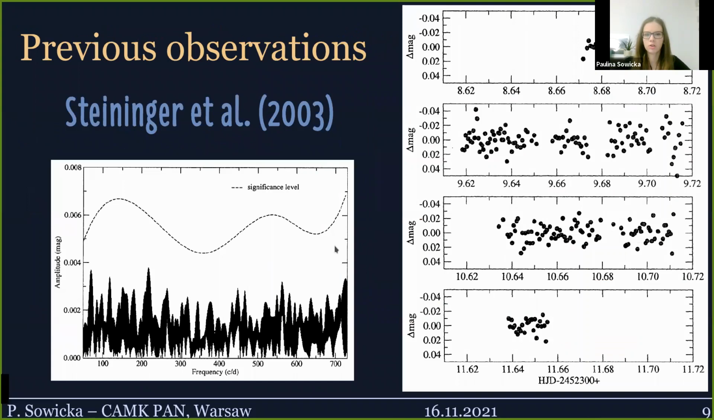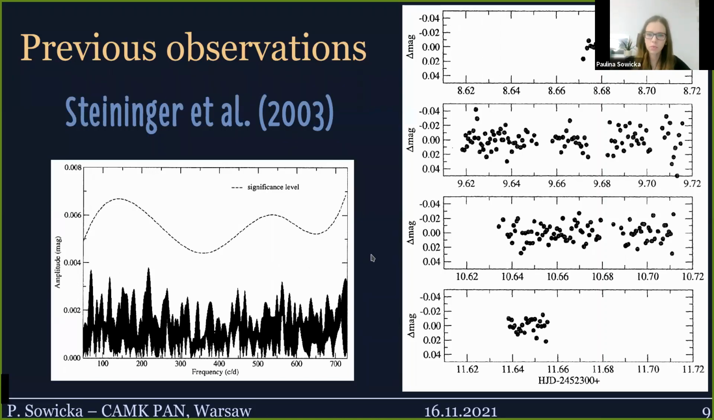Later on, Steininger and collaborators observed the star on 4 nights, collecting almost 6 hours of data, and they still did not find anything. What is worth noting here is that the highest noise peaks were at the limit of 4 millimag.